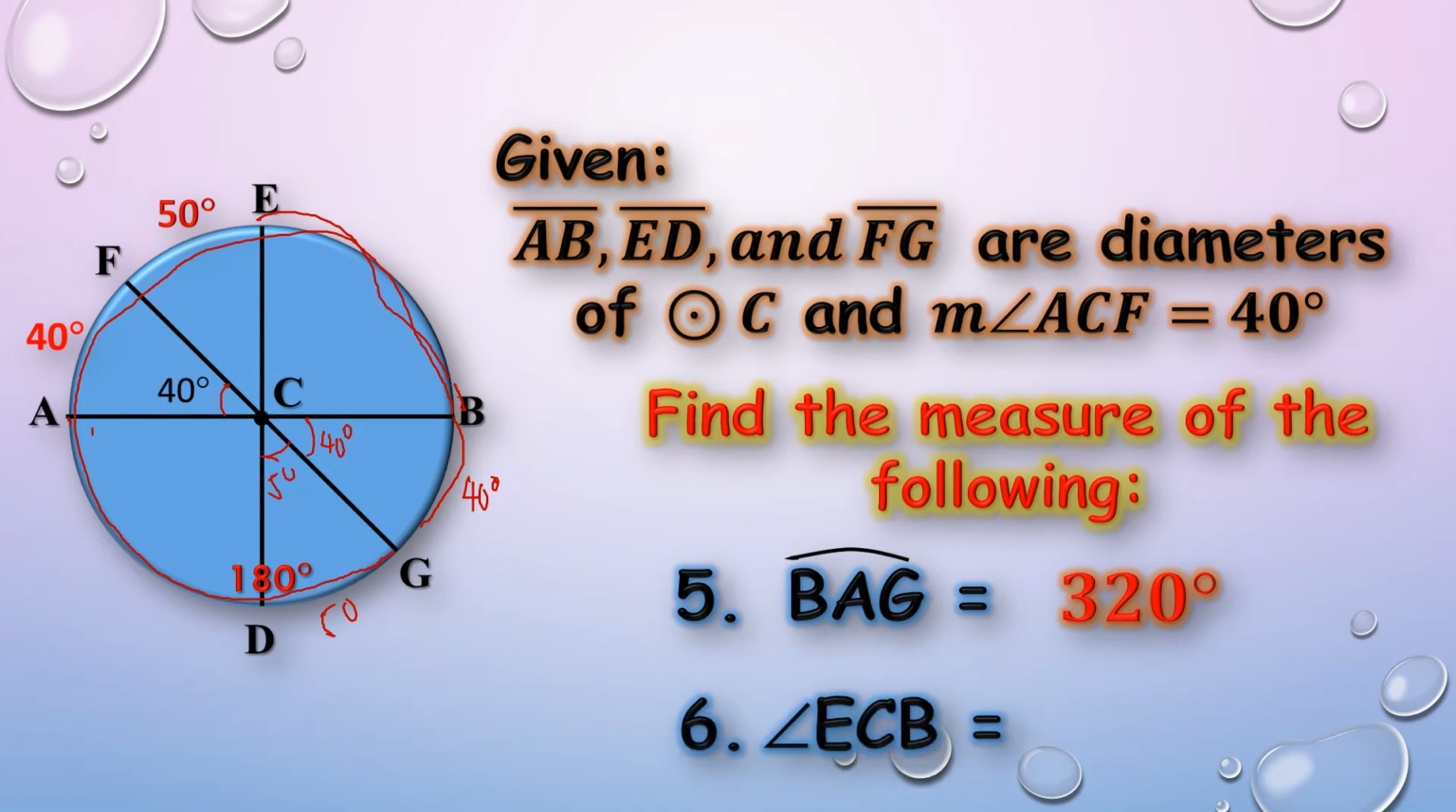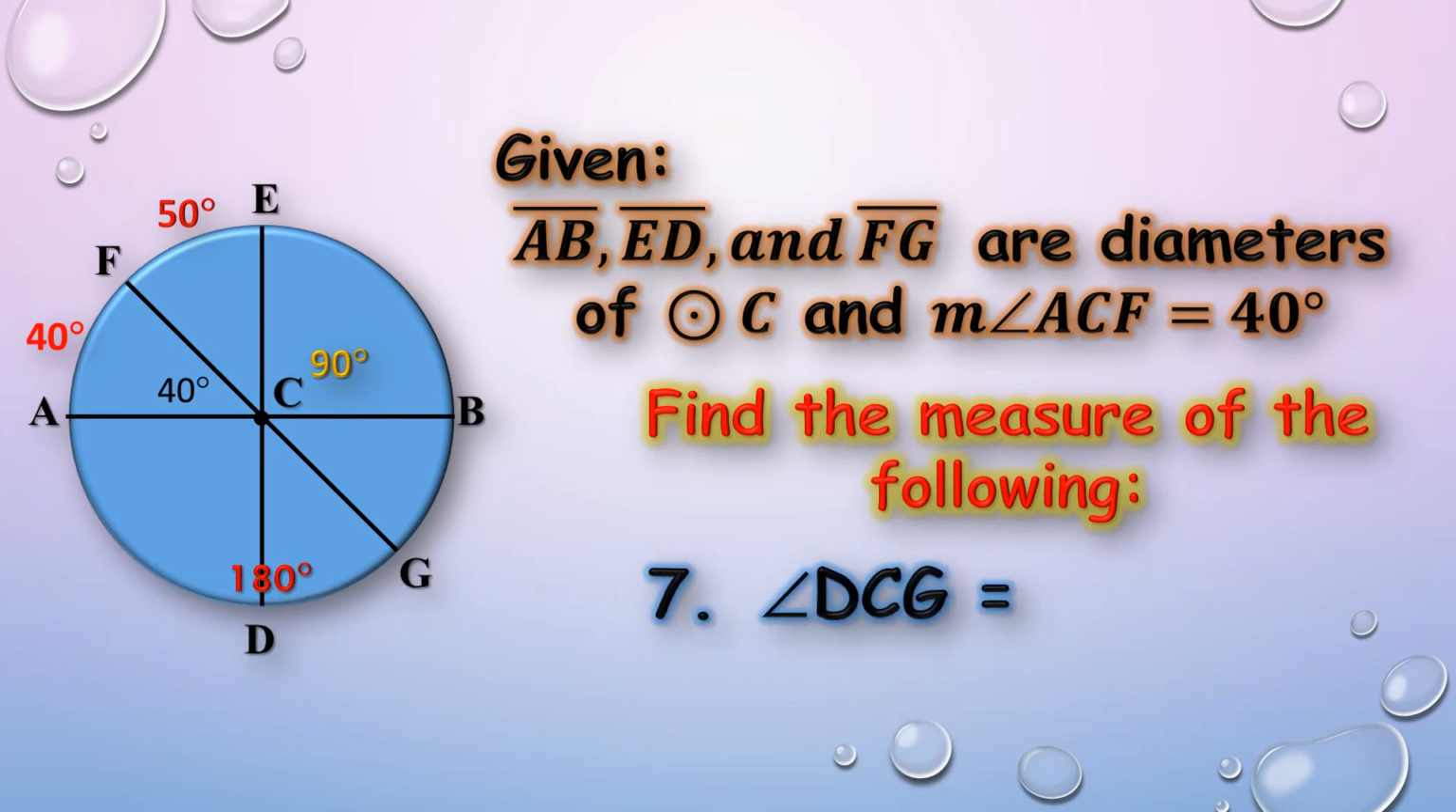Number 6. Angle ECB. Okay, so I'll erase this one. I'll erase this first, class. Next is angle ECB. Okay, so angle ECB is this one. This is angle ECB. Okay, so that is 90 degrees. Okay? A right angle.